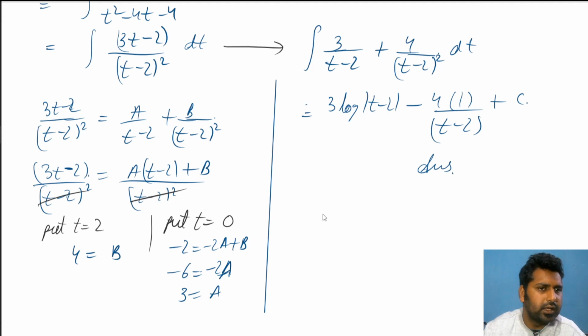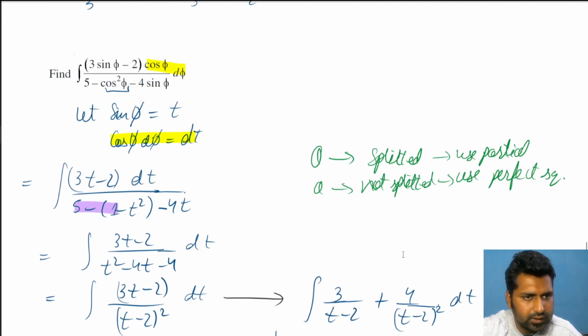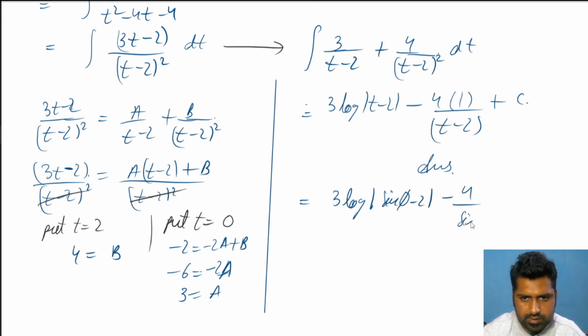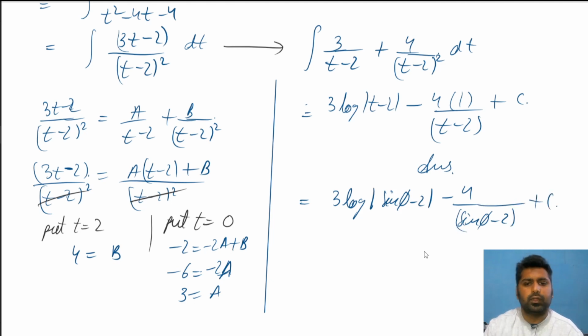What was t? We forgot to put t now. What was t? Sine phi. So yes, 3 log sine phi minus 2 minus 4 sine phi minus 2 plus c. Okay, in the bond.